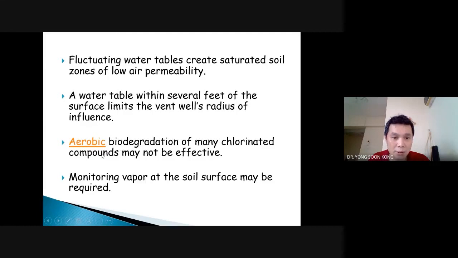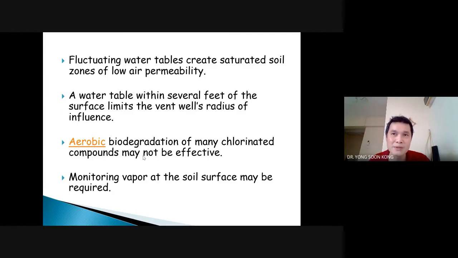Then aerobic biodegradation of many chlorinated compounds may not be effective, because we are using indigenous bacteria. Like I told you, mutated bacteria can do it. But when I say mutation, it doesn't happen in one or two days. Usually mutation takes a long time. Take the example of the evolution of life. How many years? Millions and millions of years. Bacteria mutation does not need millions of years, but it's still going to take a few years to do its job.